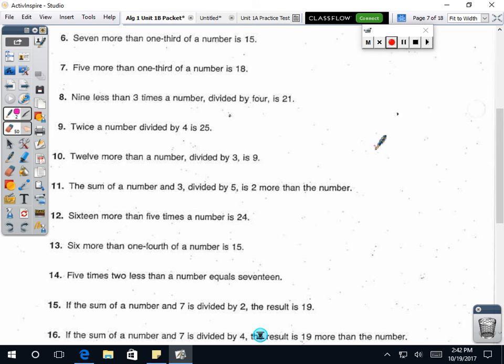9 less than 3 times a number. How do you write 9 less than 3 times a number? 3x minus 9. Shh, be quiet. Divided by 4 is 21.